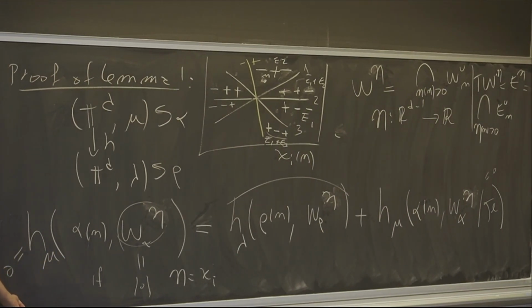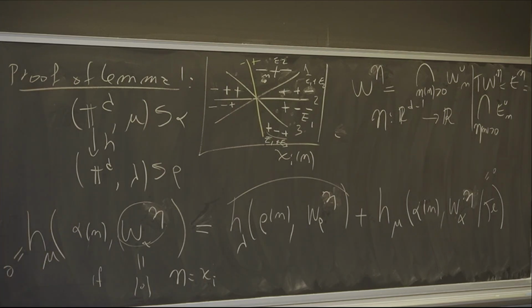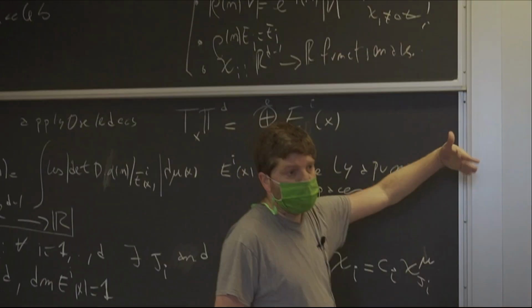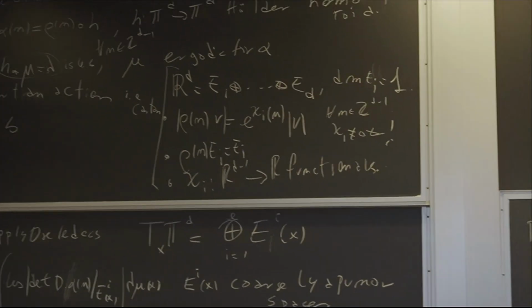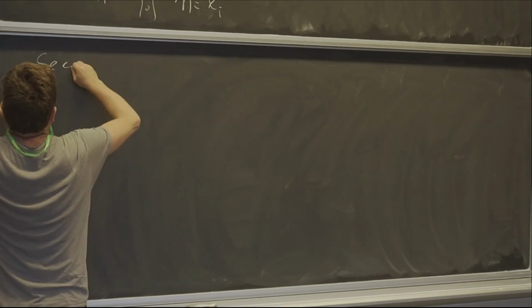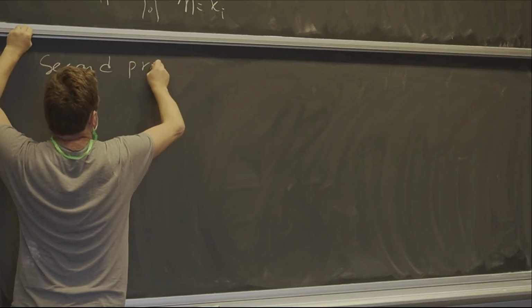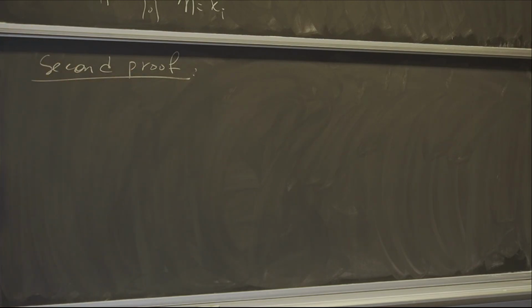Let me give you the more geometric proof, which in this case is very suitable. The problem is that this proof fails when you try to do different actions. And that's why you have to develop the entropy, which is a much more robust argument. The second proof. Second proof does the following.